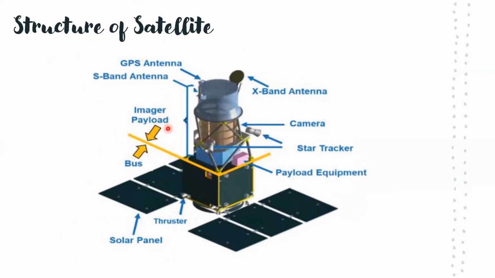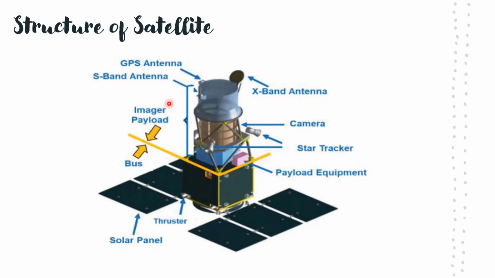Then comes the imager payload. Imager payload will take care of these three antennas, whether they are working or not. And the bus will support the imager payload by giving it shape and power which is collected from solar panels. Then comes the S-band antenna. Now, if the scientists want the satellite to give information about the mission, like how the mission is going, or share pictures and all, then they will send this message to the S-band antenna.